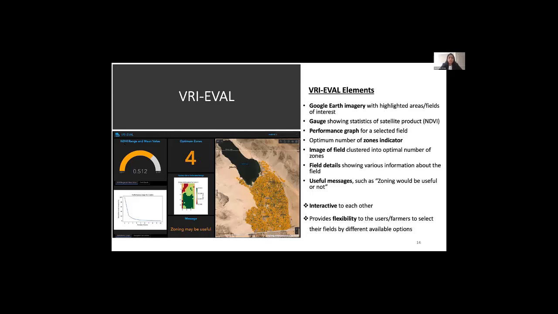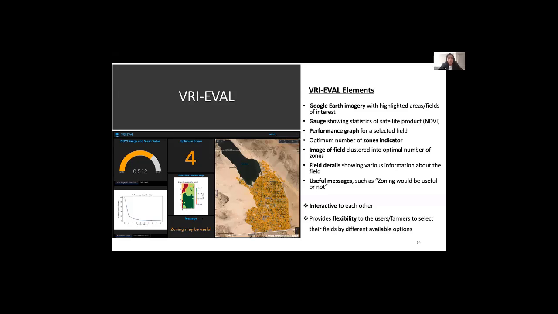The next element is a gauge showing you the statistics of NDVI. These are numbers which are used to indicate the variability within the field. For this particular random field, it is showing that the NDVI is varying from 0.3 to 0.58 with an average value of 0.51. And this element shows the performance graph for the selected field, using which the optimum number of zones is obtained as 4. That's why the selected field is showing you the 4 optimum zones in different colors.